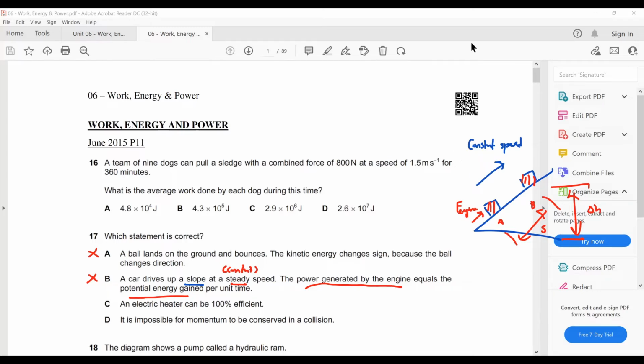The part where you have constant speed already implies that there is friction. Here there is friction. Because you see, if this is the force of your car engine, if I say that there's no friction, my car will actually start to accelerate. My car will accelerate, the speed will not be constant. The question here specifically told you that your car is driving up the slope at steady speed, meaning to say it's constant speed.